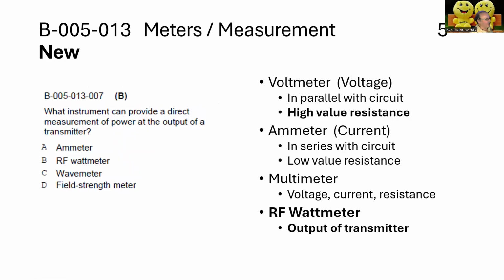Here's a new question. What instrument can provide a direct measurement of power at the output of a transmitter? So since you're measuring the output, you're looking for a watt meter. So B would be the correct answer, an RF watt meter.